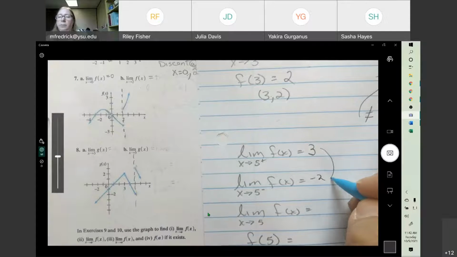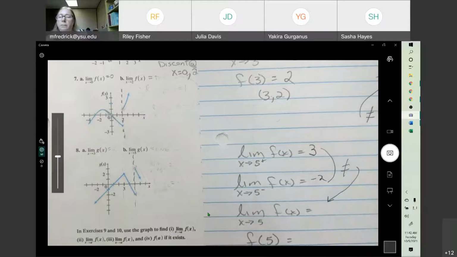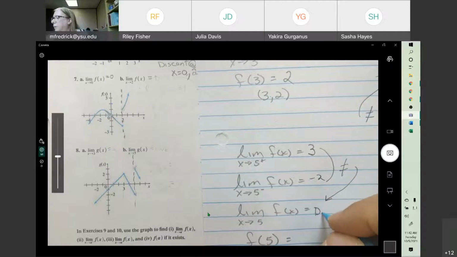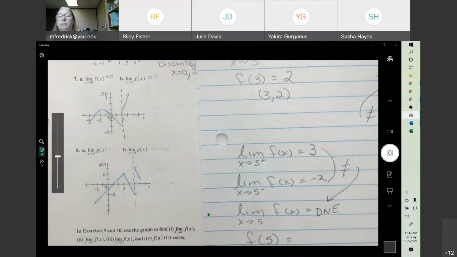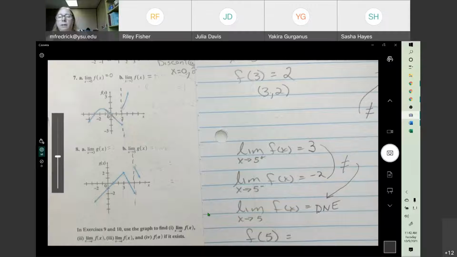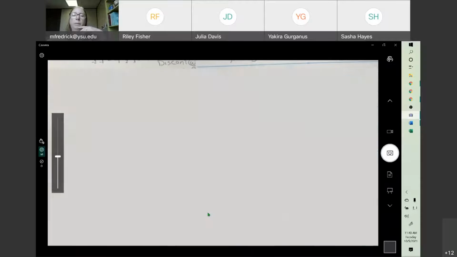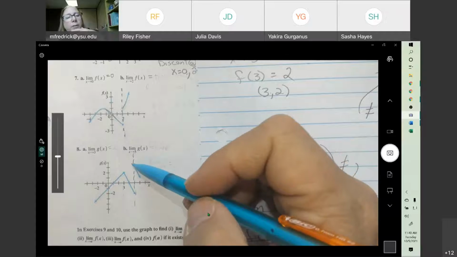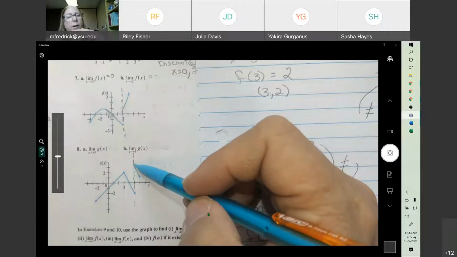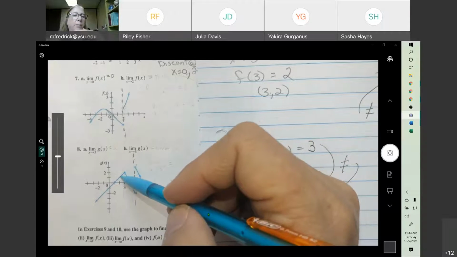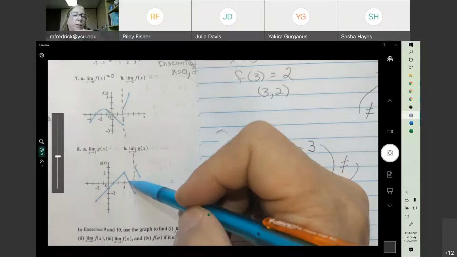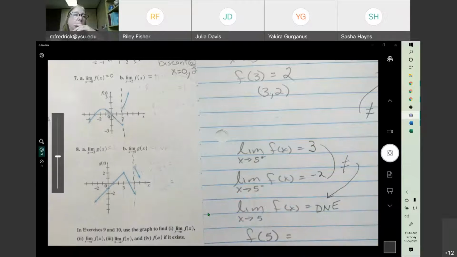Since these two are not equal, this one does not exist. Any questions on that? We know these two would be different because if you notice the line from both sides, they're not coming in the same spot. Where this one came in at the same spot, these two are not. Any questions on that?